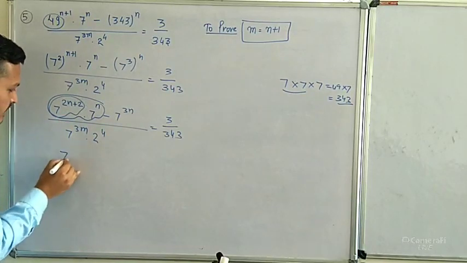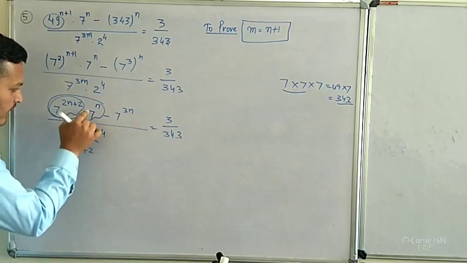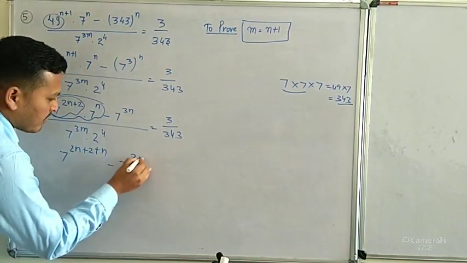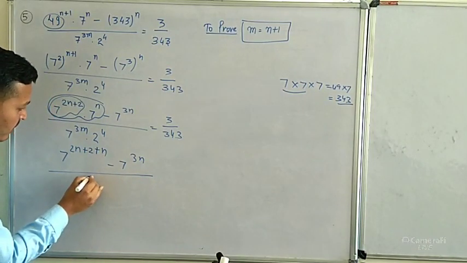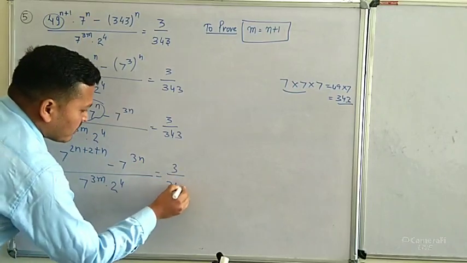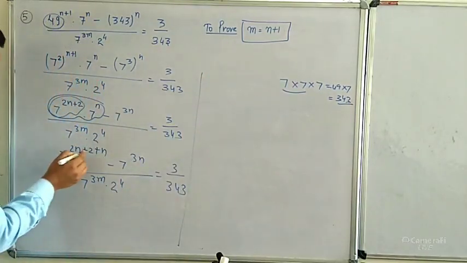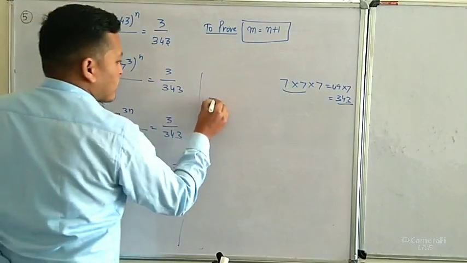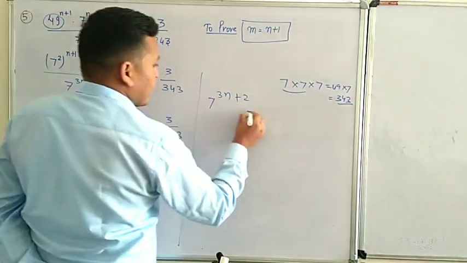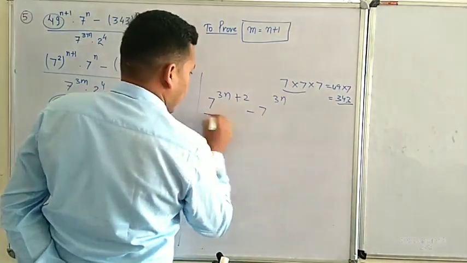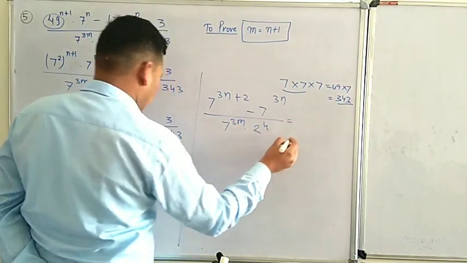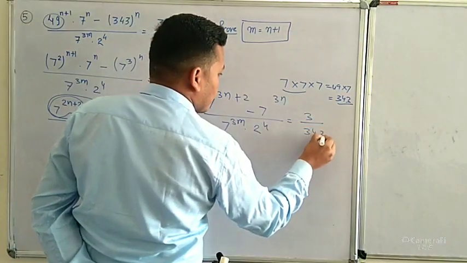Yes sir. So we can write this as 2n plus 2 and multiply by 7 to the power n, base same, the power will be minus 7 to the power 3n, and upon 7 to the power 3m into 2 to the power 4 equal to 3 upon 343. Okay, next part. Now 3n, 2n plus n is 3n, so 7 to the power 3n plus 2, minus 7 to the power 3n, and whole upon 7 to the power 3m into 2 to the power 4 is equal to 3 upon 343 in right hand side.